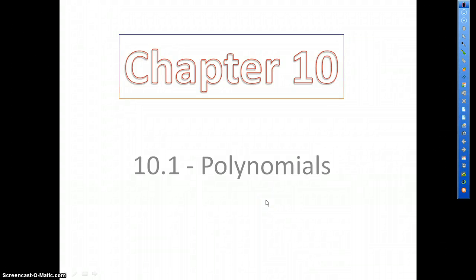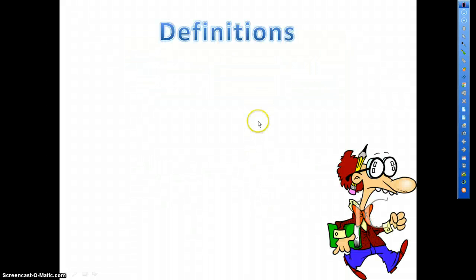Okay, this is the start of chapter 10. This is 10.1 polynomials. You were given a handout for this, so you probably want to have that out. It's going to save you a lot of writing because there's a lot of definitions in this section.